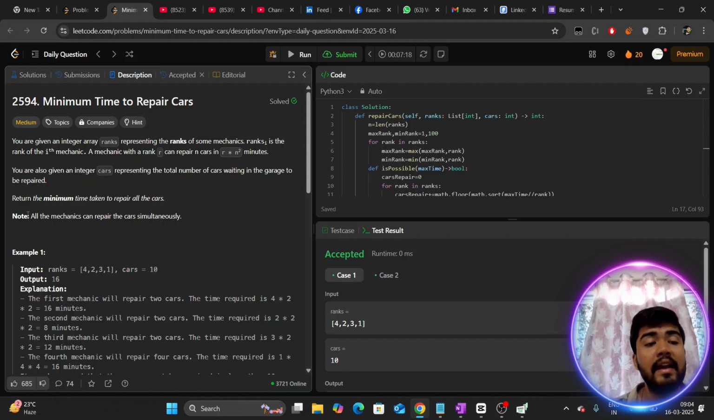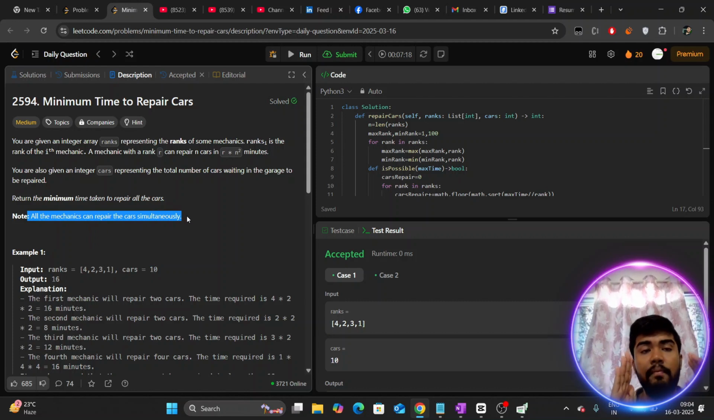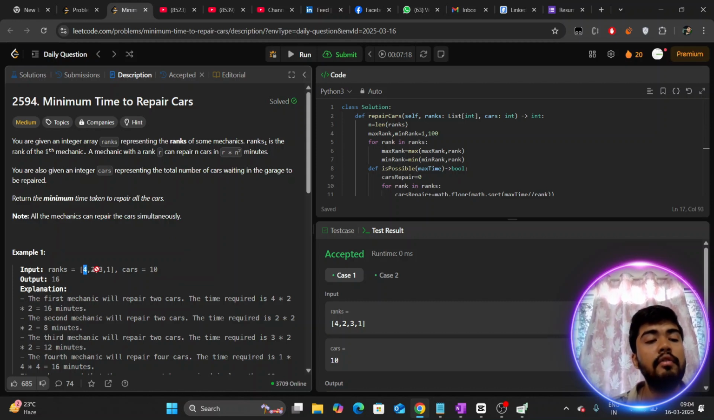Note that all the mechanics can repair the cars simultaneously, so that means they can do parallel processing. When a rank 4 mechanic is repairing some cars, a rank 2 mechanic is also repairing some cars, and a rank 3 mechanic is also repairing some cars. When a particular mechanic is doing his job, other mechanics can at the same time pick some other cars and repair them. We don't have to wait for one mechanic to finish his job. That is not the case. They can do parallel processing. That is the very basic standard practice.